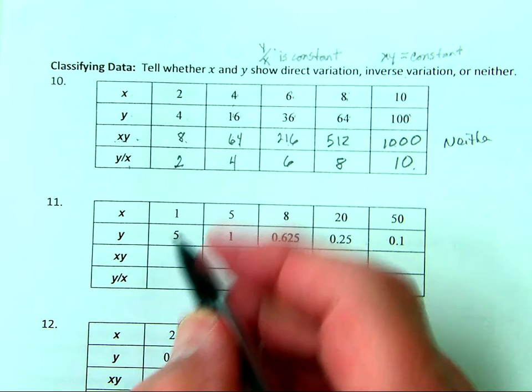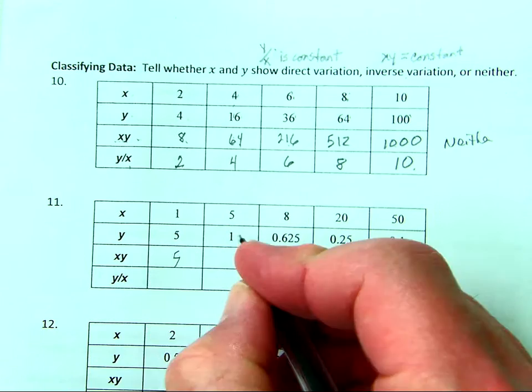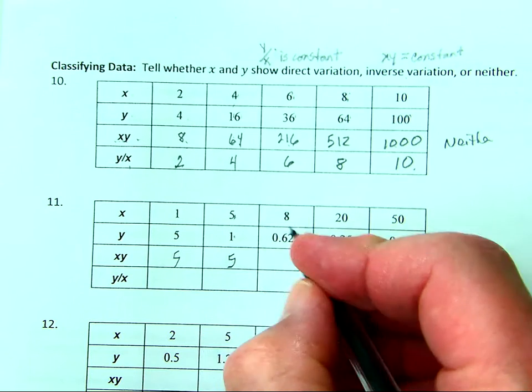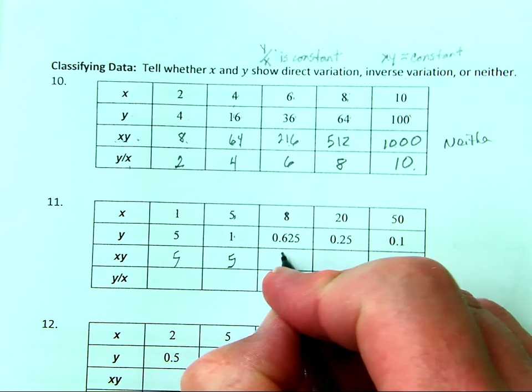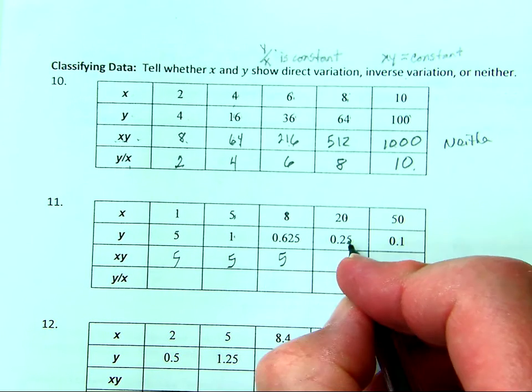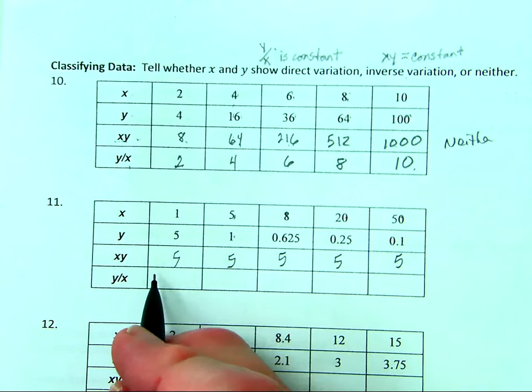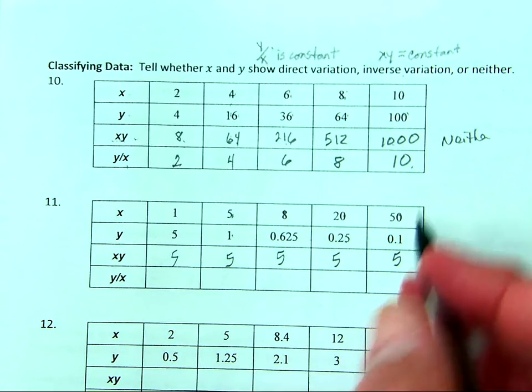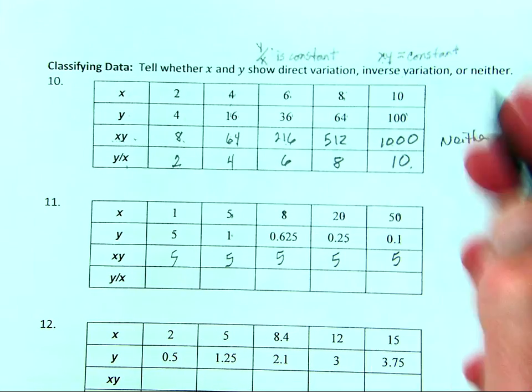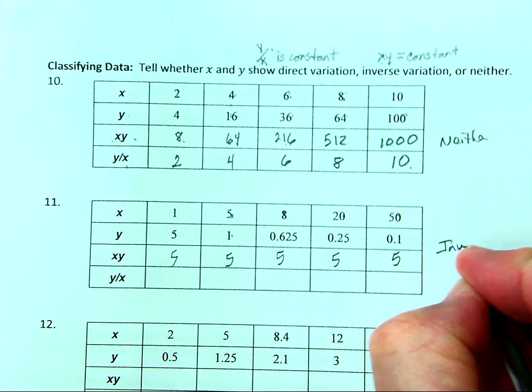Like this one, x times y. 1 times 5 is 5. 5 times 1 is 5. 8 times 0.625 is 5. 20 times 0.25 is 5. 50 times 0.1 is 5. Notice that we have a constant. They're all the same. So if x times y is a constant, that's an inverse variation.